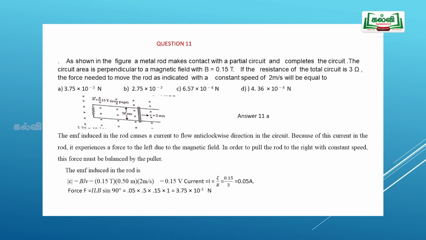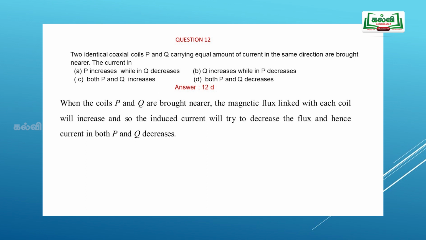Then question number 12. Two identical coaxial coils P and Q are moving towards each other. They are carrying current in the same direction. You have one coil and you have the other coil. See, you have current in this also, you have current in this also. If this is the direction of current, this is the direction of magnetic field in this case also. Both of them have the same type of flux. So if they move towards each other, this will increase its flux, this will increase its flux.